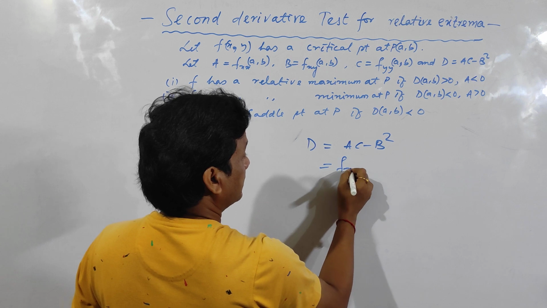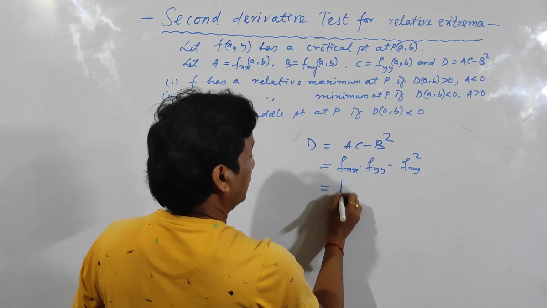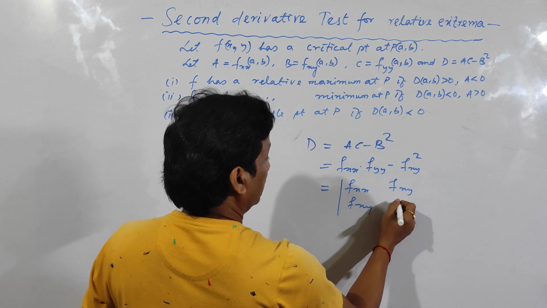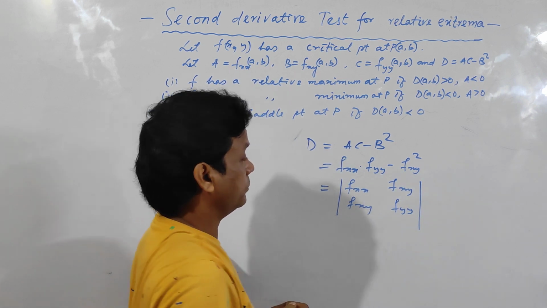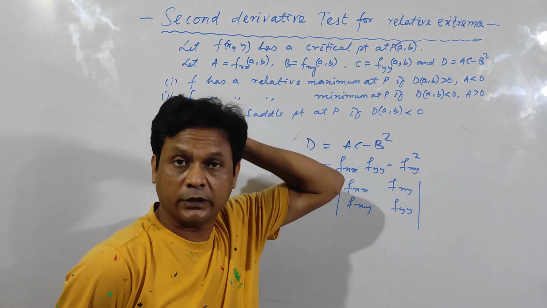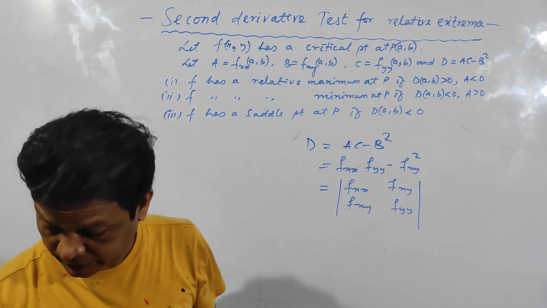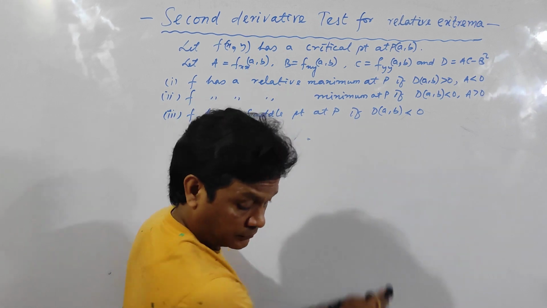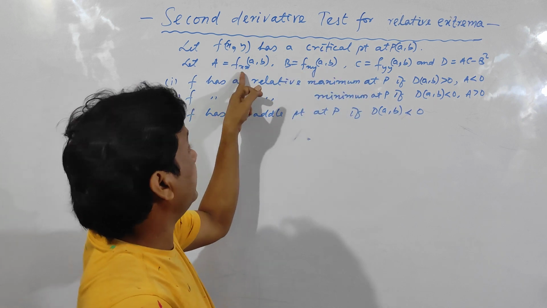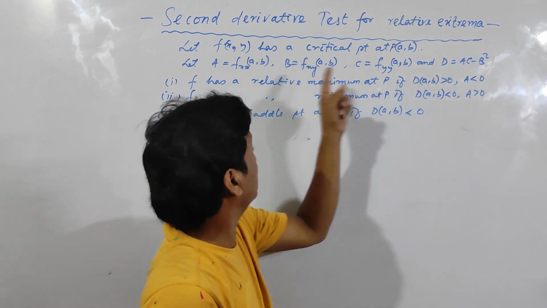That means fxx into fyy minus fxy whole square, which can be written as the determinant of fxx, fxy, fxy, fyy. Fxx into fyy minus fxy whole square. Clear? So this is the discriminant of the function f of x, y. Now, the condition is there. See here. A, B, C are known to you. Remember, A is fxx, B is fxy, C is fyy. Clear?